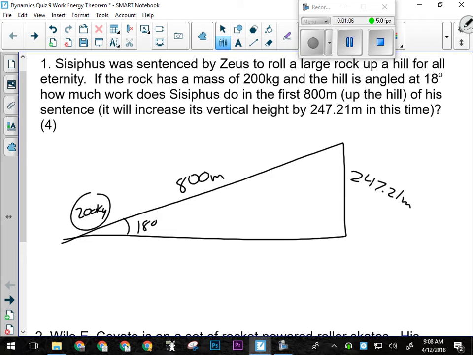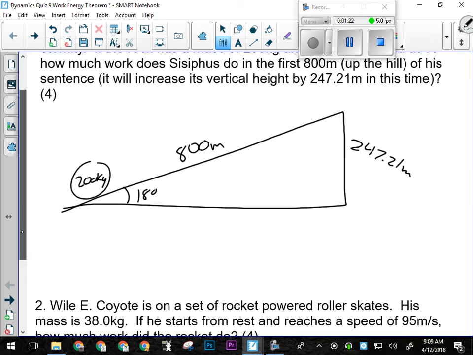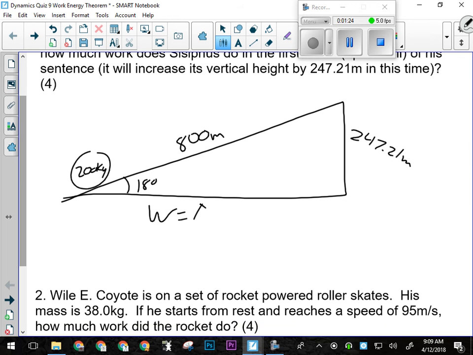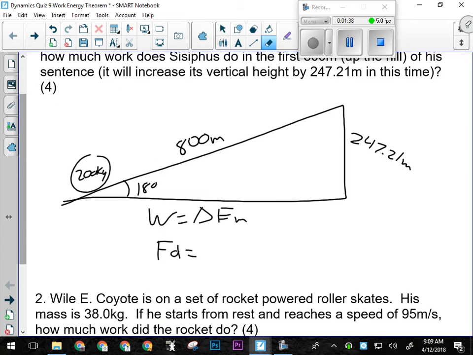So the height change is going to be 247.21, but the distance over which he rolls the rock is 800 meters. There's actually two ways to do this. One way is really fast and one way is really long and slow. So hopefully everyone did this just as a work energy theorem problem. Work is going to be the change in mechanical energy, but since I told you at the beginning this thing is moving at a constant velocity, only the potential energy is changing. So actually we're only looking for work here, so we don't even need the force times distance part.